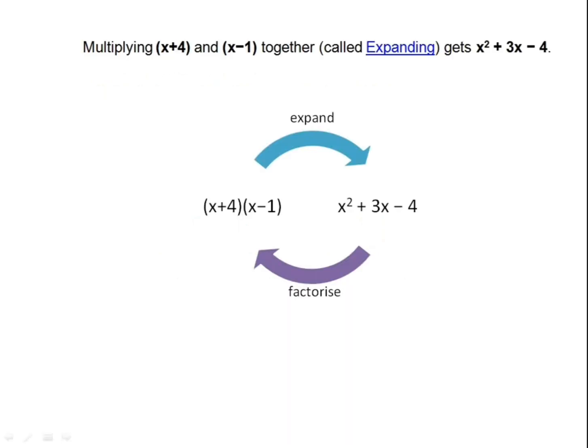Now let us see this a bit further. If we have two linear expressions, x plus 4 and x minus 1, multiplying both of them will give us a quadratic equation, x square plus 3x minus 4. Multiplying both of them and forming a quadratic equation is a process of expansion. We are multiplying both these terms in this way, and we add all the results we get, and finally we get a quadratic equation.